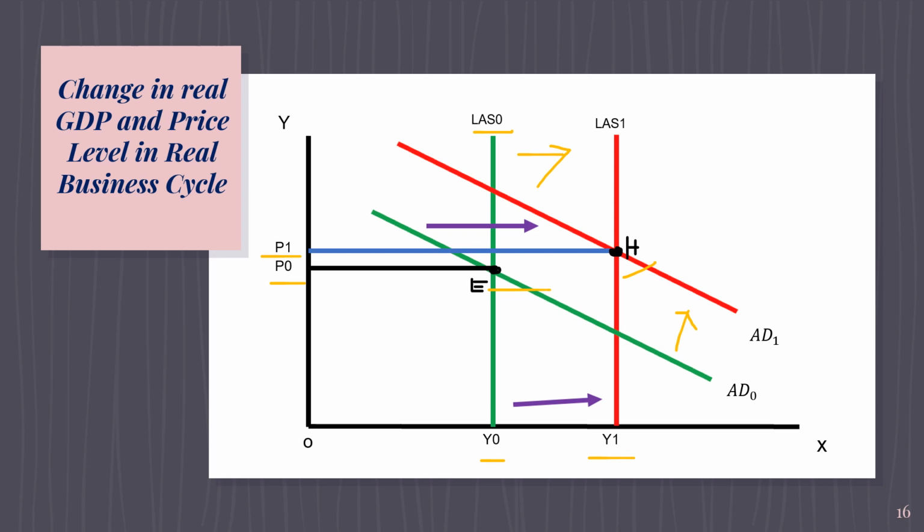So that's it. In this video we have discussed the real business cycle, how technological changes lead to an increase in the level of output and employment, and how changes in real GDP and price level take place in the real business cycle.